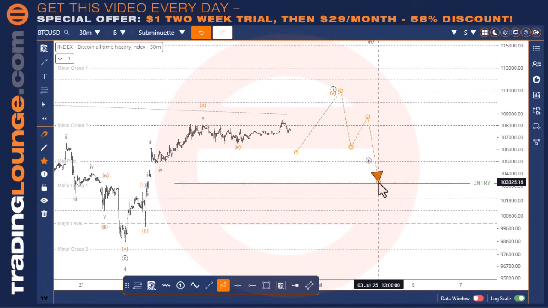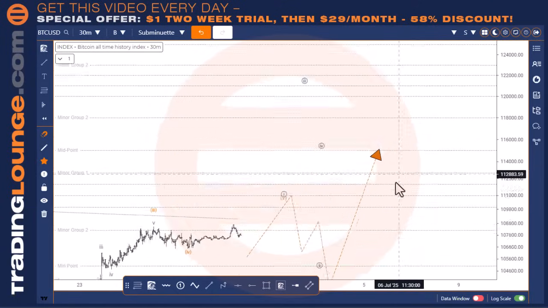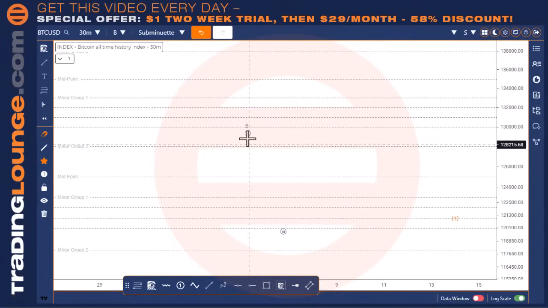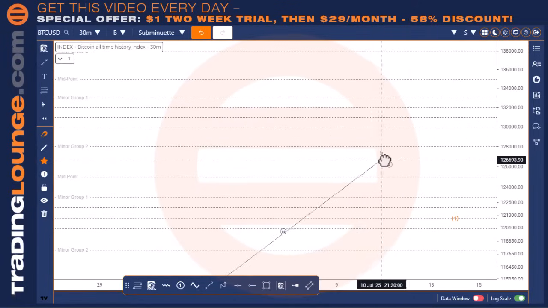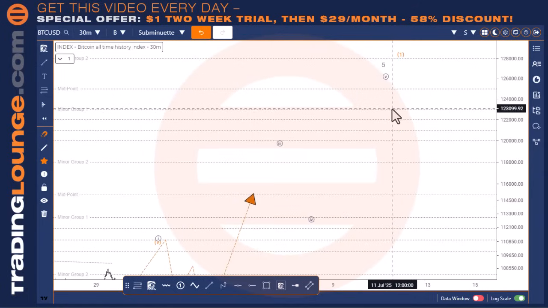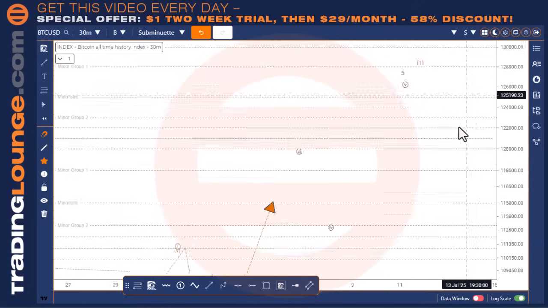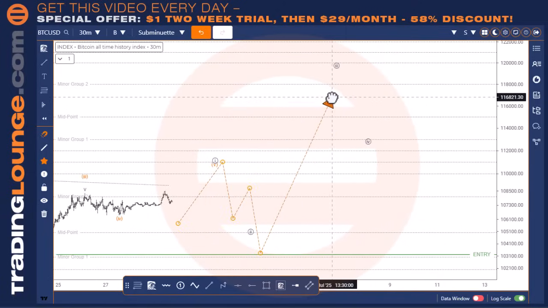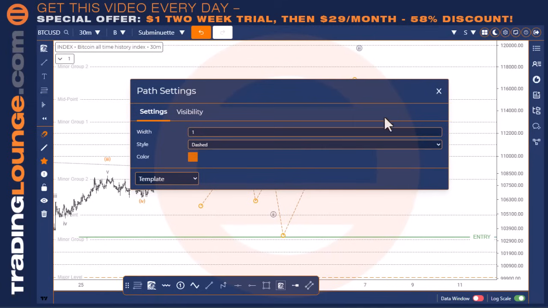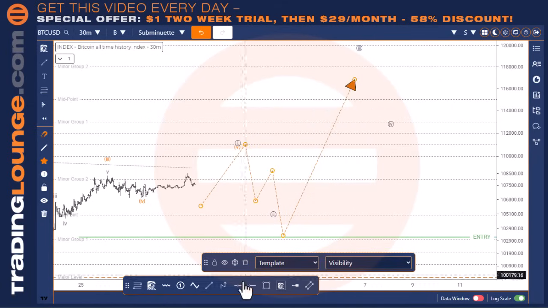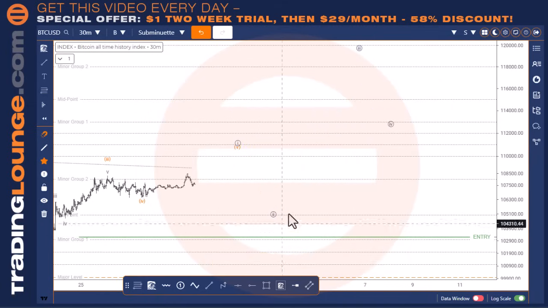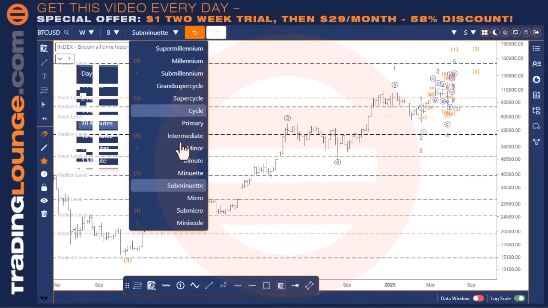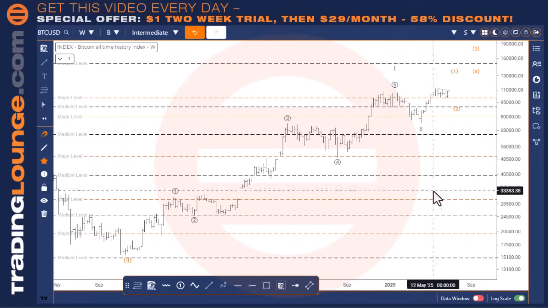Then some sort of ABC pattern here, and then moving up for wave 3, 4, and 5 in that case, and then we're going to have wave 1 up here as well, wherever that may be. I don't know, 126, 128, 130 is about right for that. But we will have a look at this on the bigger picture for a moment, because it is a bit of a hot spot at the moment.